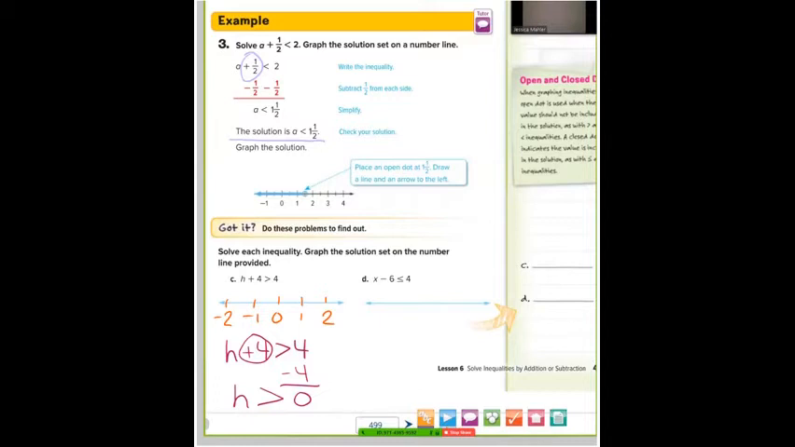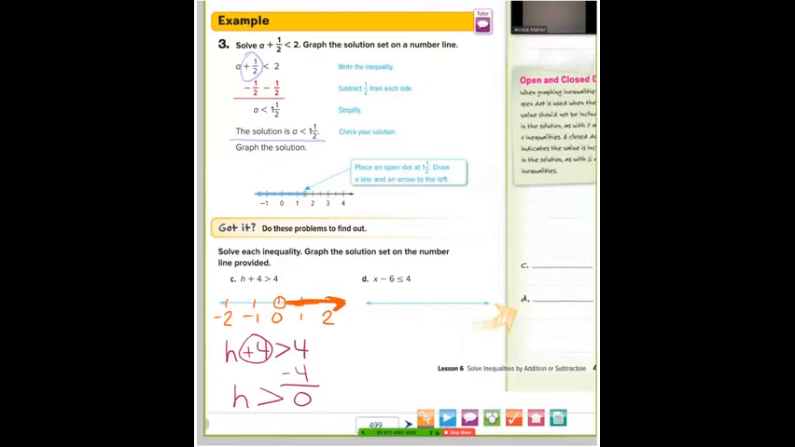Let's put an open circle on 0. The reason why it's going to be open is because it is greater than. Next, we are going to shade to the right of 0. The reason why we're shading to the right is because the greater than symbol points to the right. So here's the graph for our solution. H is greater than 0.